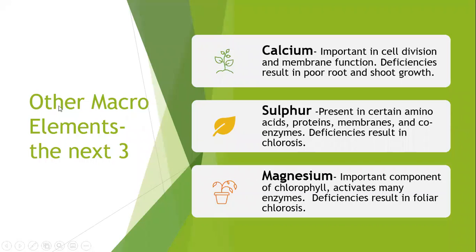The next three elements that we want to talk about, the other three macro elements, of course, are calcium, which is important for cell division and membrane function. Deficiencies result in poor root and shoot growth. Sulfur is present in certain amino acids, proteins, membranes, and coenzymes. Deficiencies result in chlorosis. Magnesium, an important component for chlorophyll, activates many enzymes. Deficiencies result in foliar chlorosis.